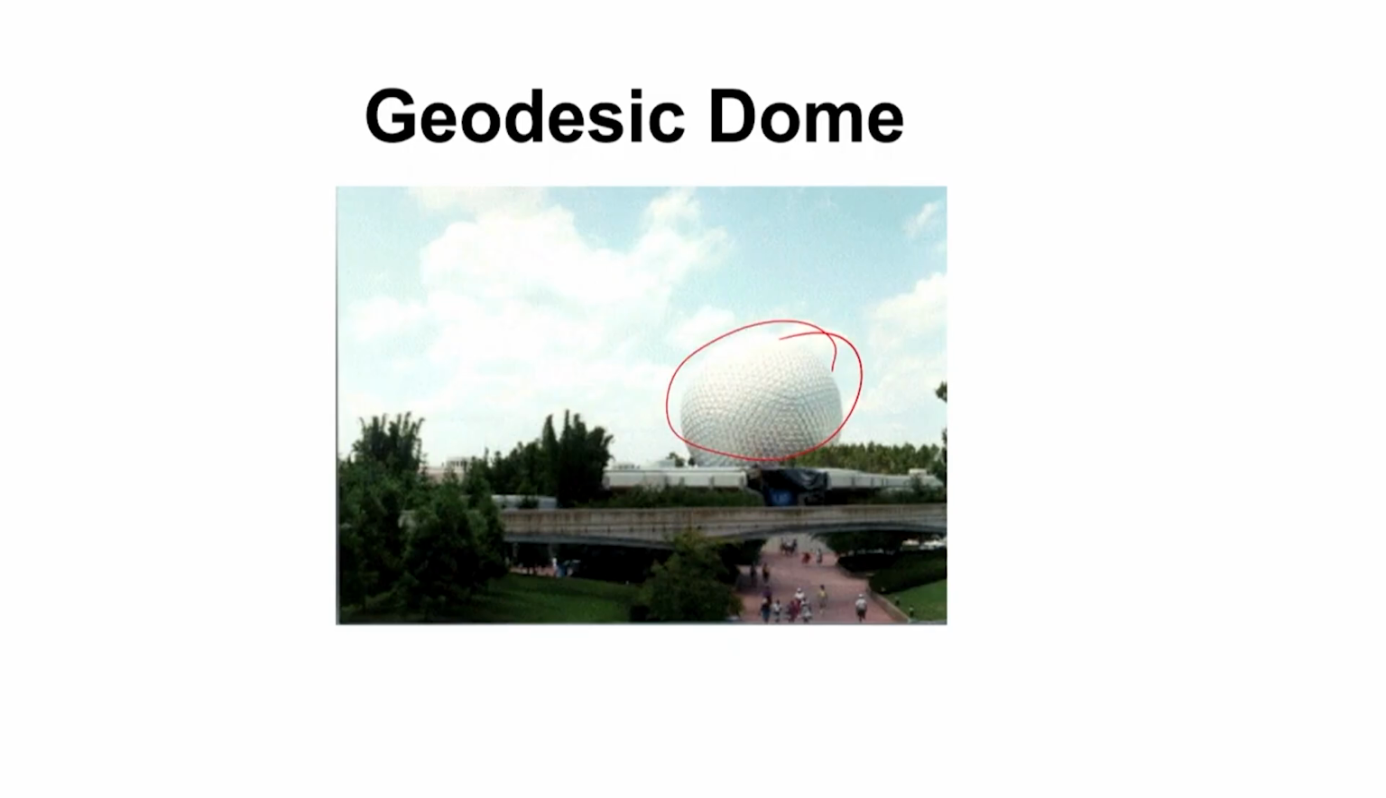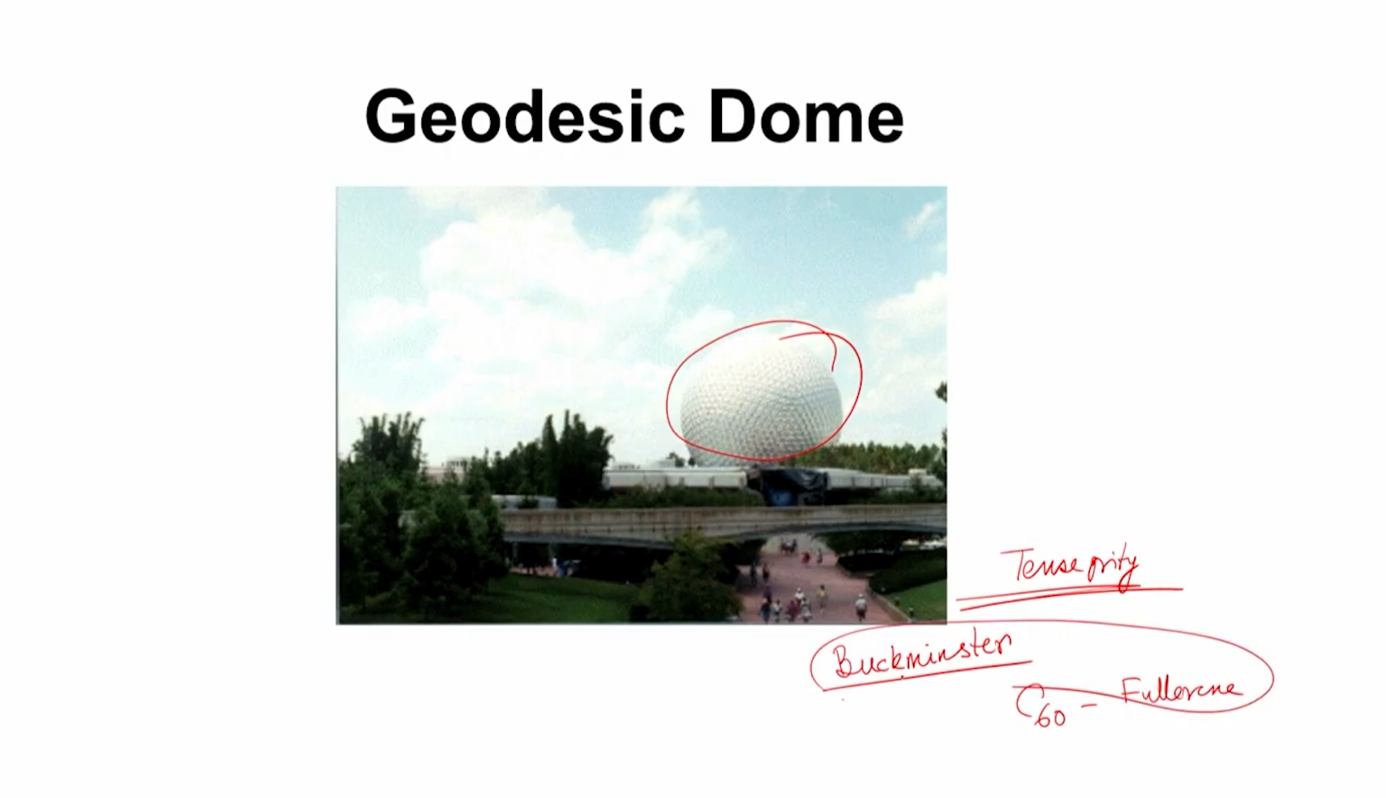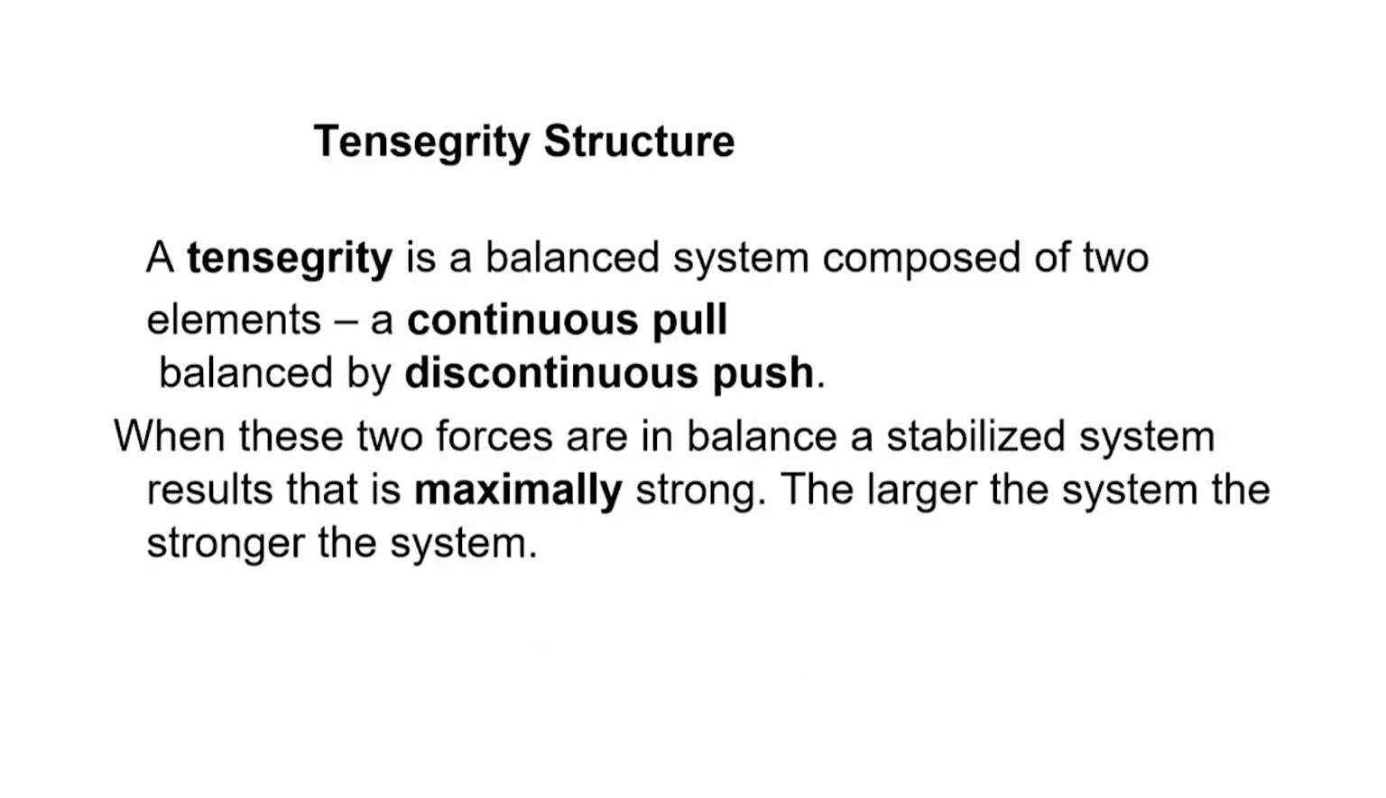combination of hexagon and pentagonal structure. Now, this type of structure has a name. It is called tensegrity structure. Tensegrity. This was first discovered by the famous architect Buckminster, and later on it became world famous because a particular allotrope of carbon called C60, which is the fullerene structure, is also found to have the same structure. So, the name came as Buckminster fullerene structure. So, these are tensegrity structures.